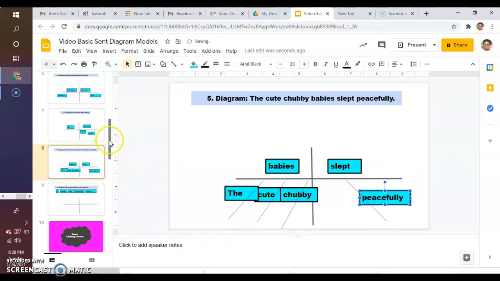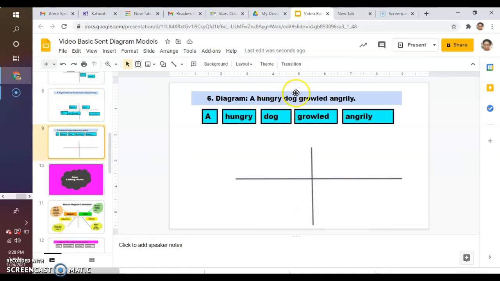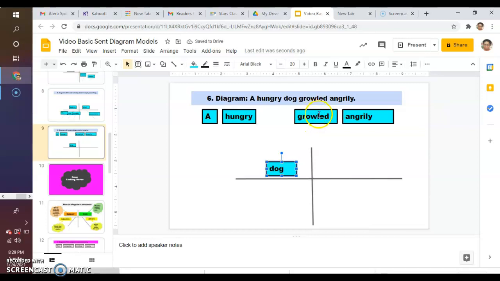All right, we're going to do one more sentence. This sentence is a hungry dog growled angrily. So what is this sentence about? Who is it about? It's about the dog. So we put dog here because dog always goes in the subject section. What did the dog do? The dog growled. So we'll put growled in the verb spot because it is a verb.